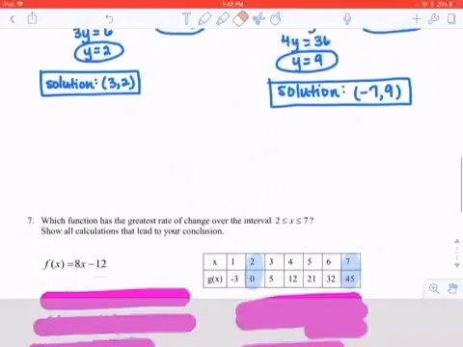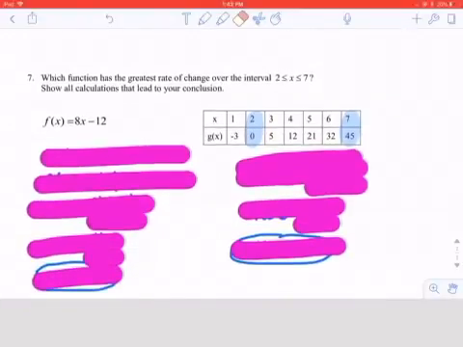One more problem. This is a great review. It says, which function has the greatest rate of change over the interval 2 is less than or equal to x is less than or equal to 7. So we need to find the y values when x is 2 and when x is 7. And then we need to find the rate of change by finding the change in y over the change in x, or the change in outputs over the change in inputs.